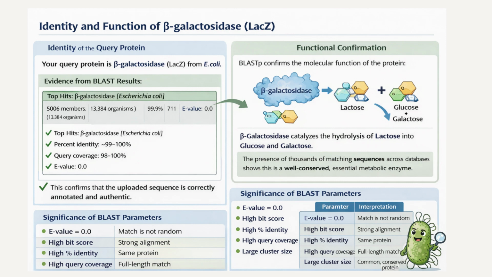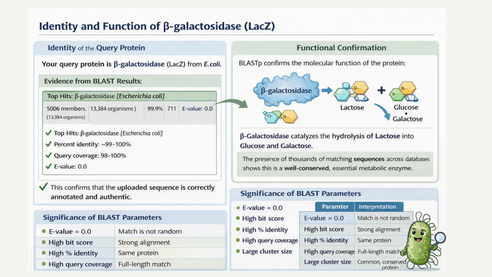Together, these BLAST parameters allow us to confidently identify a sequence, assess the strength of the match, confirm functional annotation, and understand how conserved the protein is across evolution. This is why proper interpretation of BLAST results is just as important as running the BLAST search itself.